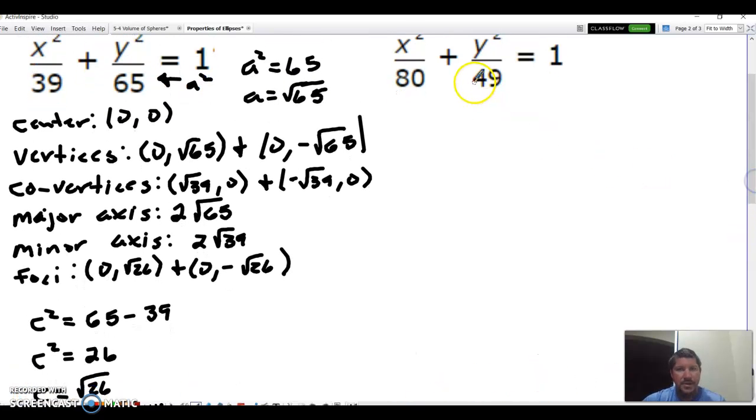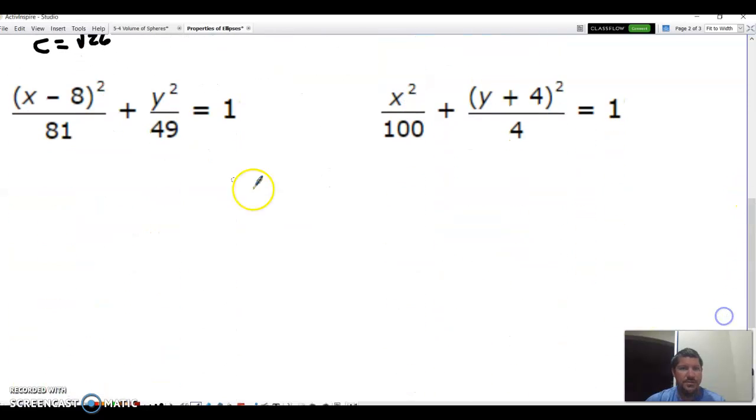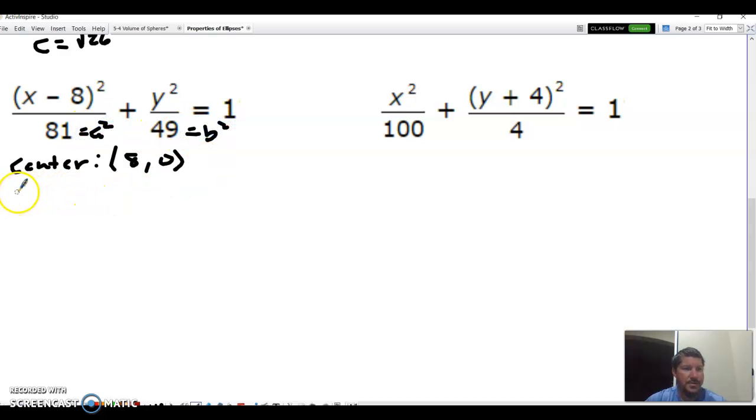Alright, so I'm not going to do this one because I'm running low on time. I have less than 4 minutes, so let's look here. Okay, 81, 49, 104, perfect squares. That's even better. Alright, so my center is 8, 0. Remember, minus means positive. So now my a squared is 81, my b squared is 49.